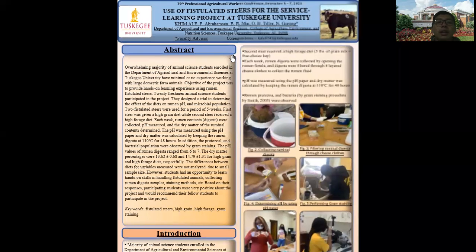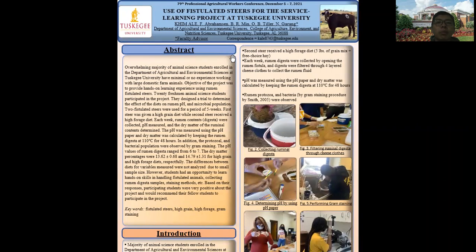I'm Kim, a graduate student of Animal and Poultry Sciences at Tuskegee University. The topic of my presentation today is the use of fistulated steers for the service learning project at Tuskegee University.